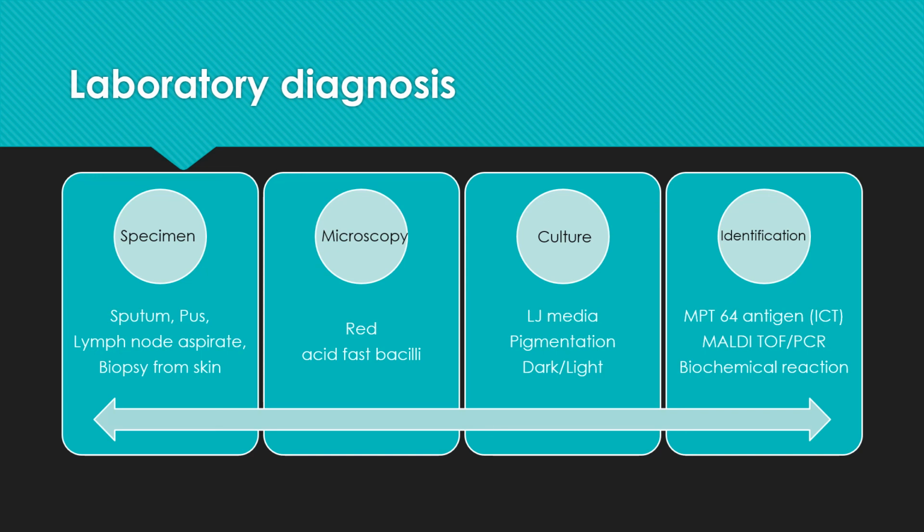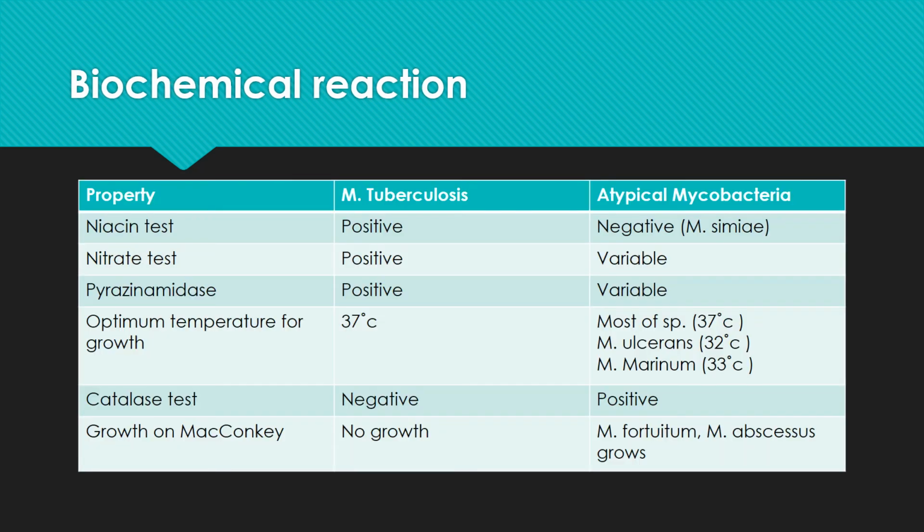Then we will also do the biochemical reactions for differentiation of Mycobacterium tuberculosis from atypical mycobacteria. So the niacin test, nitrate test and pyrazinamidase test are positive in the case of Mycobacterium tuberculosis. Then Mycobacterium ulcerans and Mycobacterium marinum can be grown at 32 and 33 degrees Celsius respectively, while Mycobacterium tuberculosis can be grown at 37 degrees Celsius.